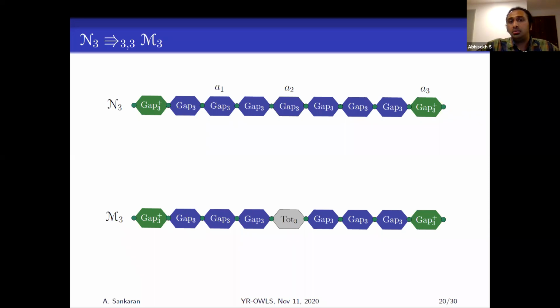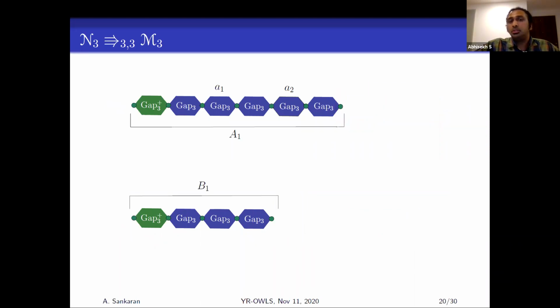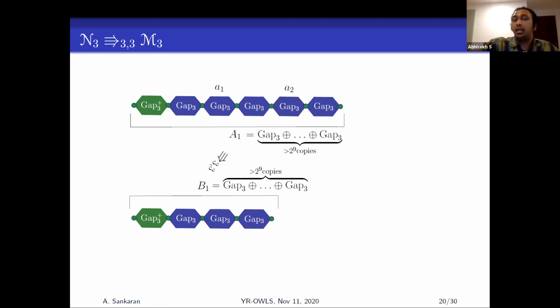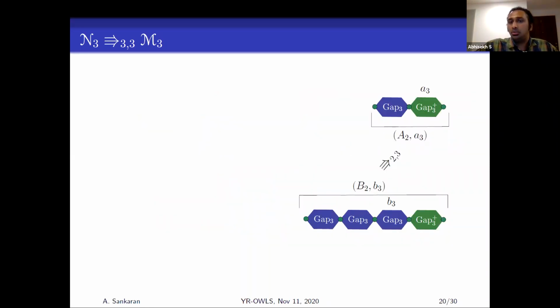Okay, N3, make a choice of a k tuple. You know that in the central 5 copies, there are 3 misses. You choose one such miss. That gives you a partition of N3 into 3 parts. Those are the correspondences. Look at the first part, A1, A2. You know that this is a linear order, an ordered sum of greater than 2 to the 9 copies of gap 3, because of which A1 is 3, 3 related to B1. So therefore, there is a choice of B1, B2, and B1 such that the 2, 3 relationship holds. Likewise, the same thing holds here.